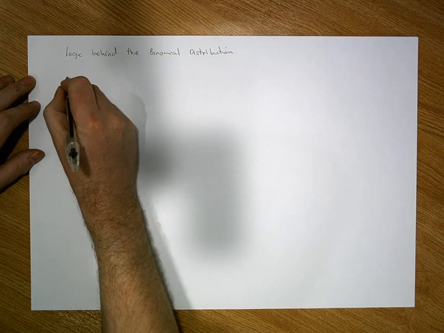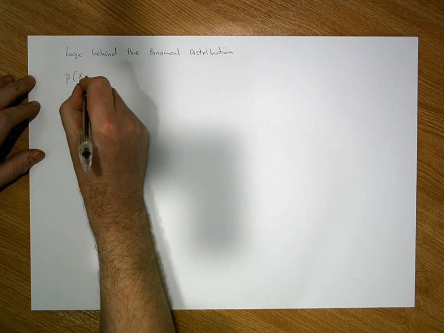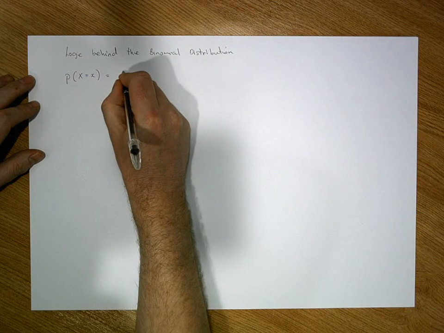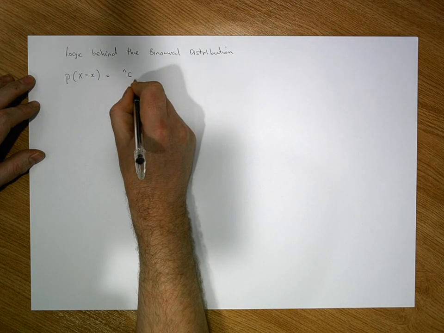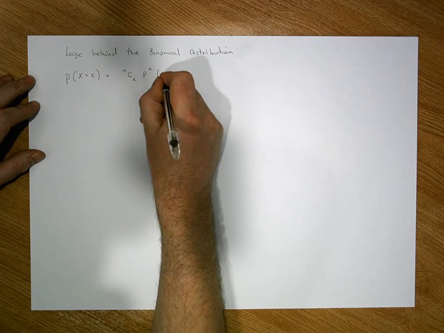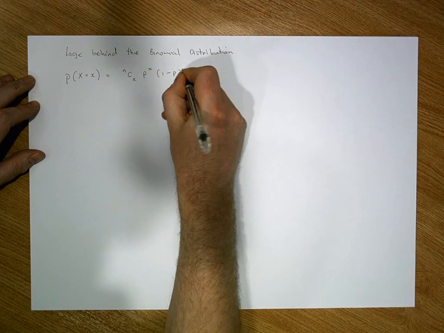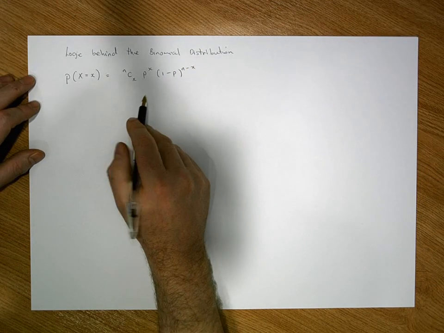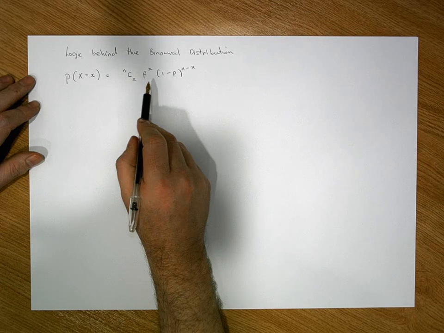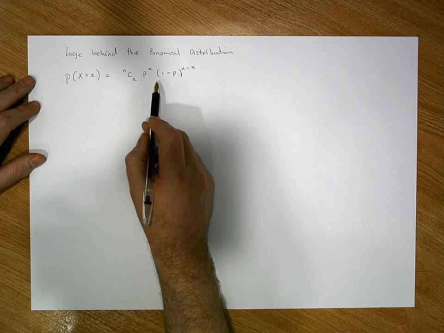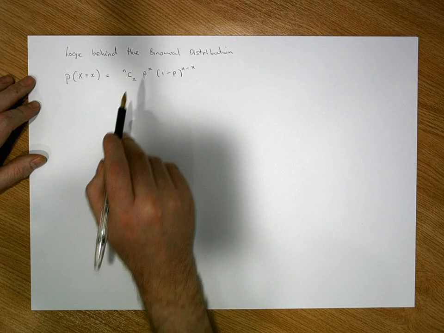The formula says that the probability of something happening is equal to nCr, or nCx, times p to the power of x times 1 minus p to the power of n minus x. It's a binomial experiment, so only one of two possible things can happen. It's either successful or it's unsuccessful, yes or no, and so on.